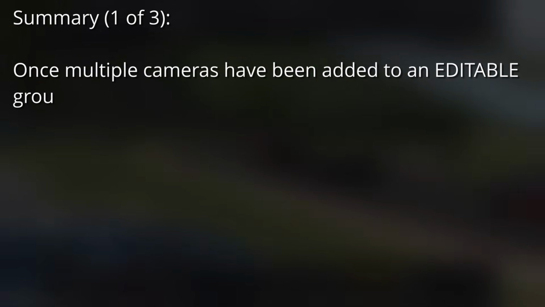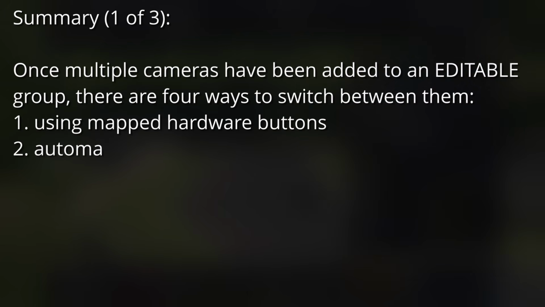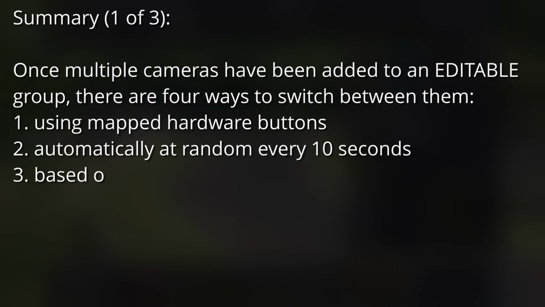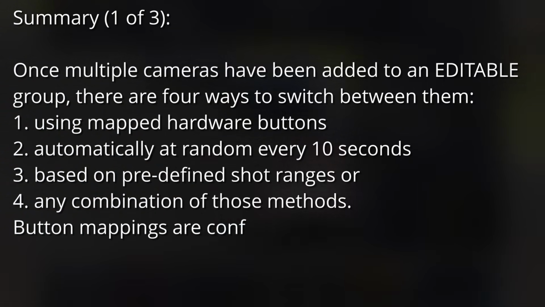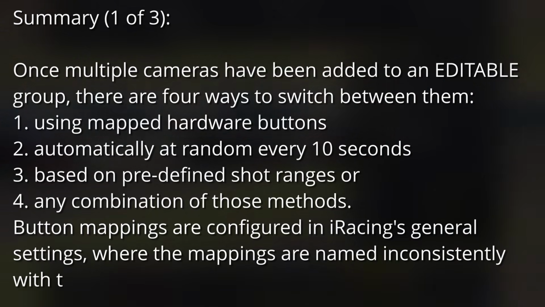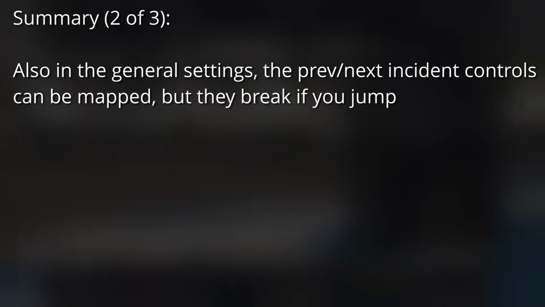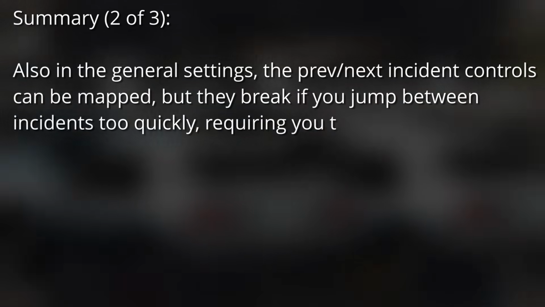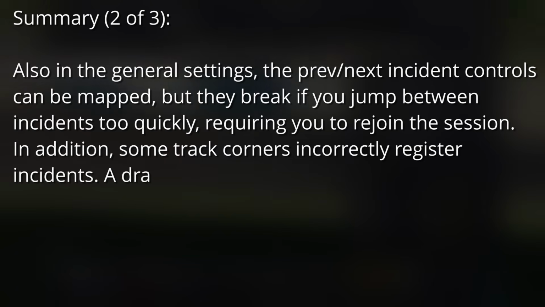Summary. Once multiple cameras have been added to an editable group, there are 4 ways to switch between them. Using mapped hardware buttons, automatically at random every 10 seconds, based on user-defined shot ranges, or by combining those methods. Button mappings are configured in iRacing's general settings, where the mappings are named inconsistently with the camera tool. Also in the general settings, the previous/next incident controls can be mapped, but they break if you jump between incidents too quickly, requiring you to rejoin the session.